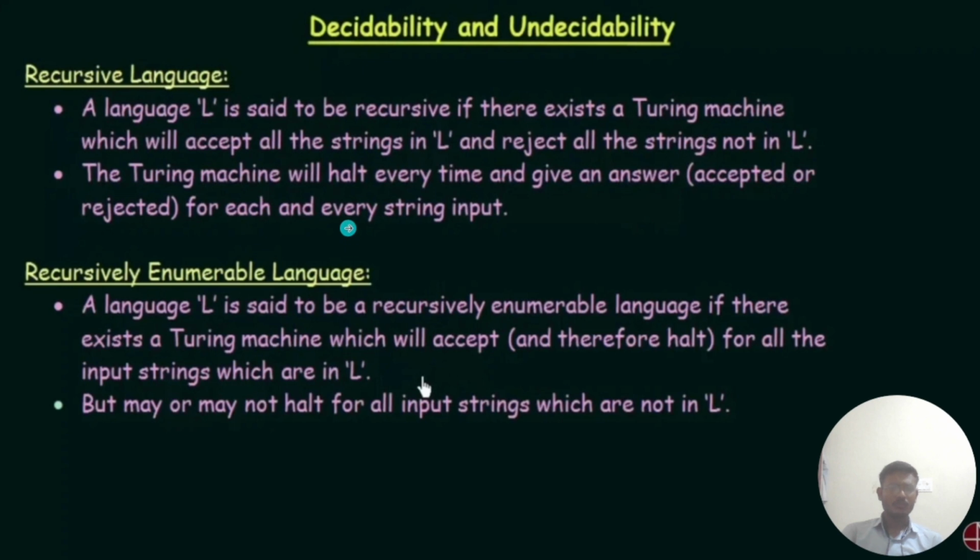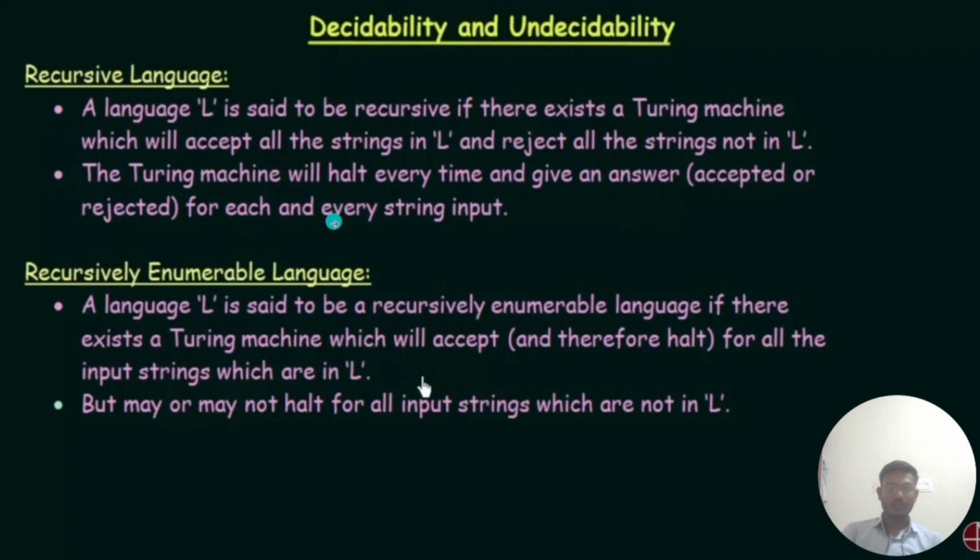So, what is the difference between the recursive language and the recursively enumerable language? The main difference is that in a recursive language, for both cases, either it accepts the string or rejects the string, the Turing machine will halt. But in a recursively enumerable language, the Turing machine halts only for the first case, which is accepting the string. If it does not accept the string, then it may or may not halt for the input strings.